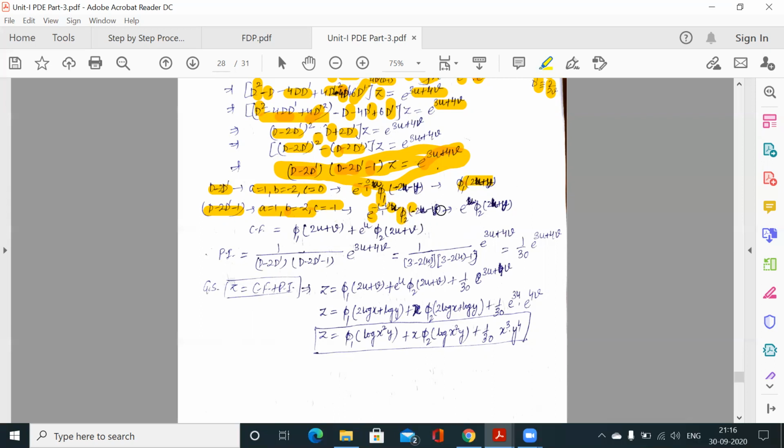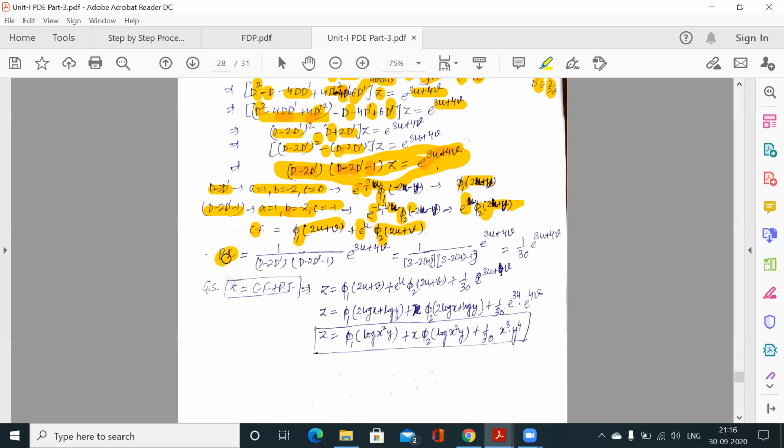So minus 2u minus v, again minus is common, so we can discard that minus. So phi 2 of 2u plus v, and what is left here, because e to the power minus minus 1 u, so e to the power plus u. So what is the CF? Phi 1 of 2u plus v plus e to the power u, phi 2 of 2u plus v.